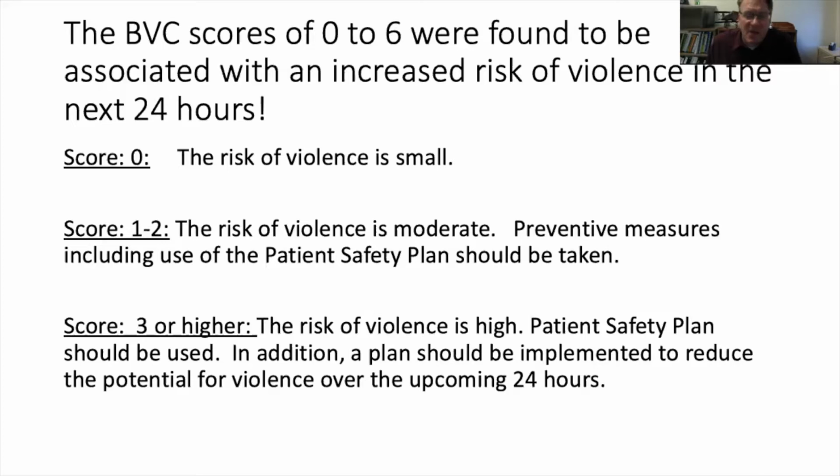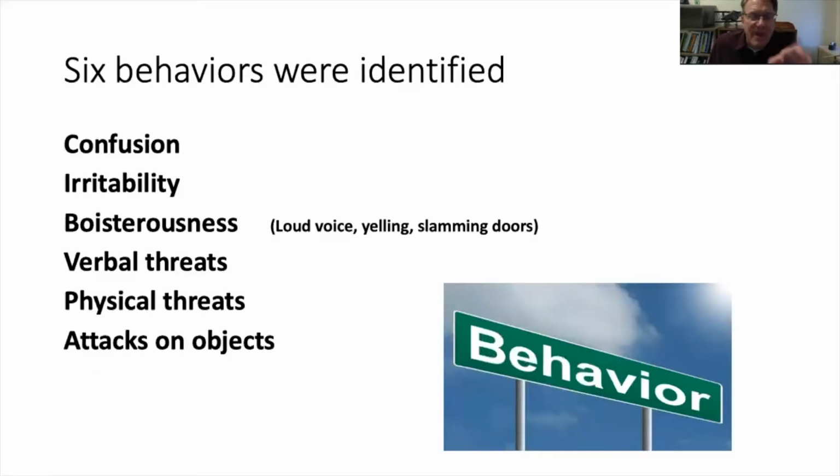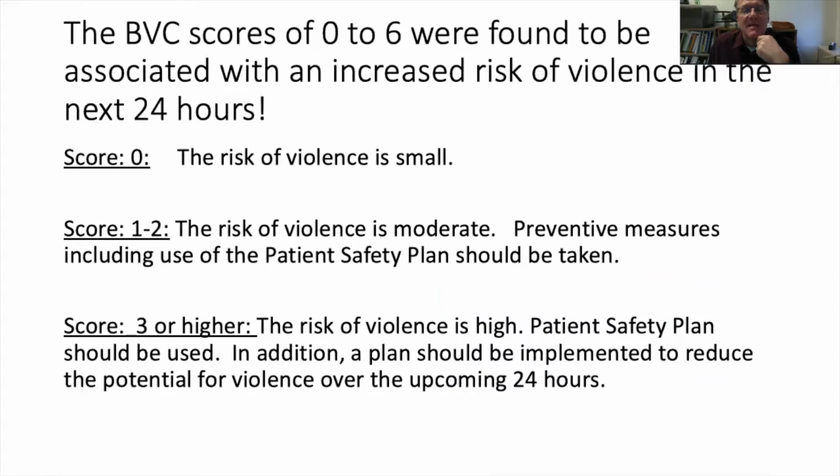And they developed a checklist called the Broset Violence Checklist. The way it works is you score each of these behaviors, whether the patient is confused, irritable, boisterous, with either a 0 or a 1. A 0 means it's not present: the person is not confused, not irritable, not boisterous. A 1 means yes, they're confused, yes, they're irritable, yes, boisterous. And so the scale can be scored from 0 to 6. If you have zeros on all 6 behaviors, you get a 0, and if you have 1 through 6, it's the presence of those other behaviors.